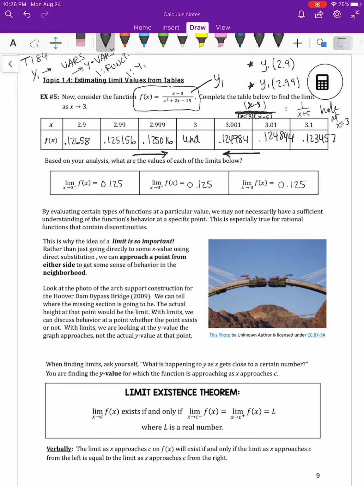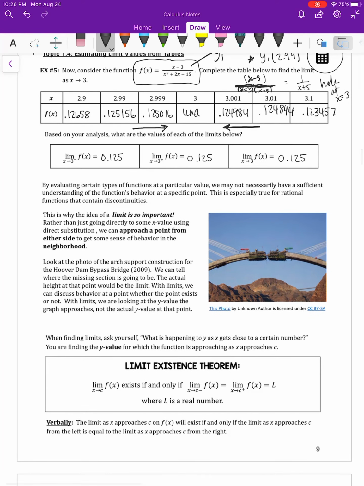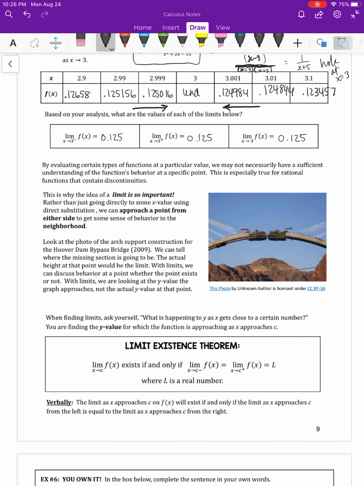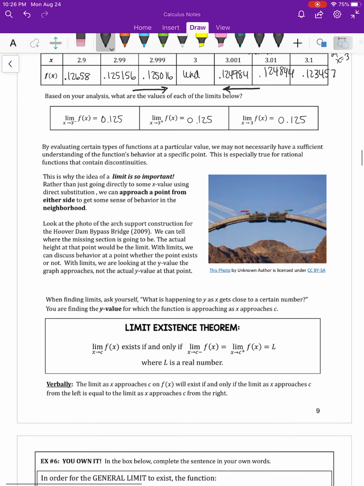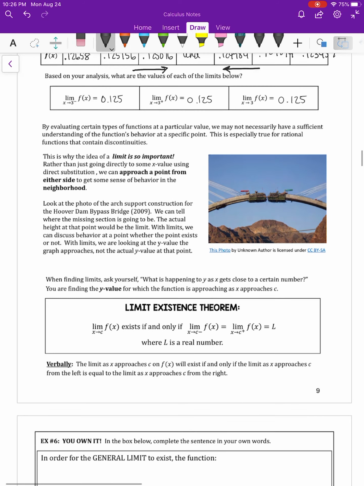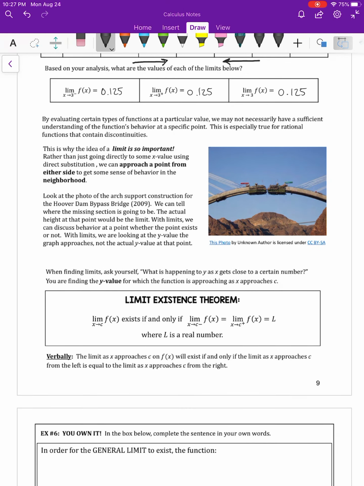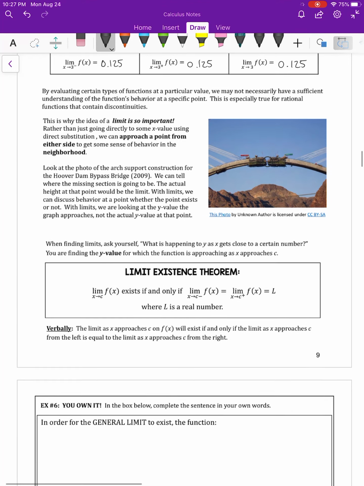So look at the photo of the arch support construction for the Hoover Dam Bypass Bridge 2009. We can tell where the missing section is going to be. The actual height at that point would be the limit. With limits, we can discuss behavior at a point, whether the point exists or not. With limits, we are looking at the y value of the graph. At the y value the graph approaches, not the actual y value at that point. So this actually is like having an open circle there, where it's approaching that value from the left and approaching it from the right.